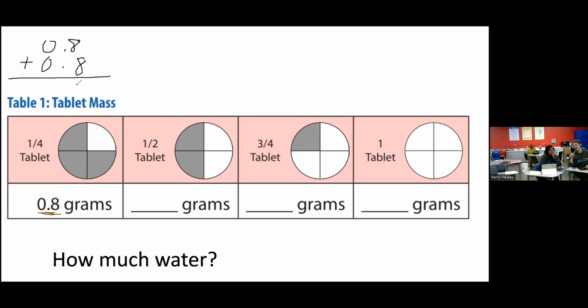So after they've added it, I'll ask students how much is 1/2 a tablet, and they'll say, well, it's 1 6/10 of a gram, or 1.6 grams. And we'll do the same thing for 3/4 of the tablet and 1 whole tablet.